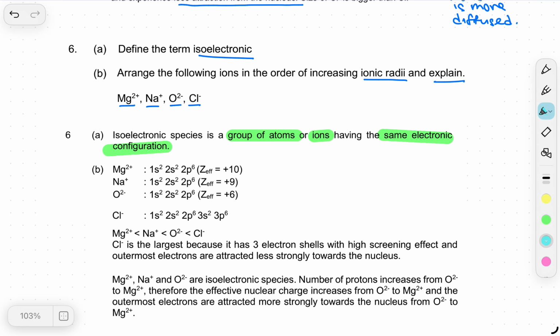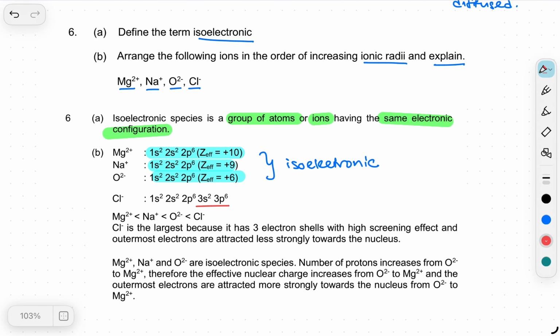As we write the electronic configuration of magnesium, sodium and oxide ion, we see that they share the same electronic configuration. So all these 3 are isoelectronic, whereas chloride, on the other hand, is not isoelectronic. It's okay, we can still do the comparison. As we can see here, the chloride ion would be the largest because it has 3 electron shells. How did I know 3 electron shells? Because the principal quantum number is 3. So it has a high screening effect and the outermost electrons are attracted less strongly towards the nucleus.